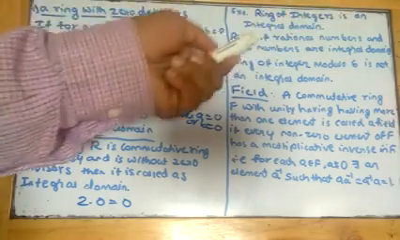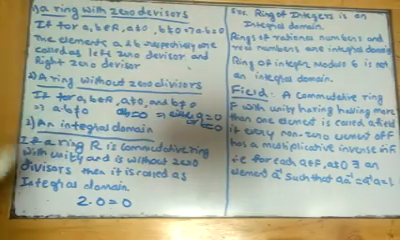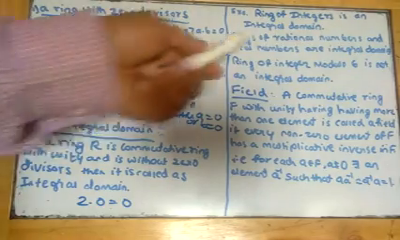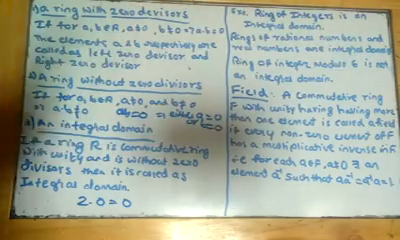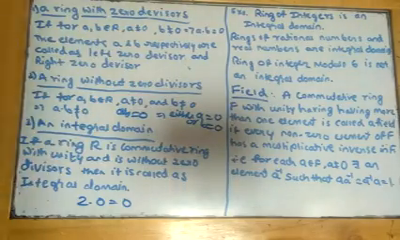Similarly, the ring of all real numbers and the ring of all rational numbers are also integral domains. But the ring of integers modulo 6 is not an integral domain.